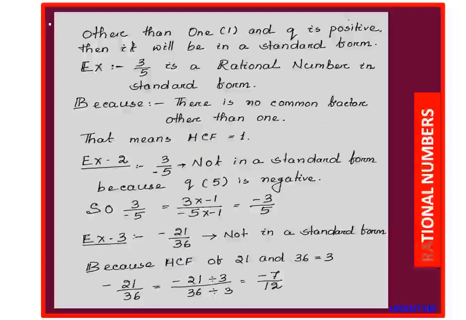Now example 3: minus 21 by 36 is not in a standard form, because though the Q value is positive, there is a common factor between 21 and 36, which is 3. That means the HCF of 21 and 36 is 3. So it is not in a standard form. To make it standard form, look here, minus 21 by 36. Here the HCF is 3, so both numerator and denominator are divided by 3. So the answer we get is minus 7 by 12. So this is in the standard form.